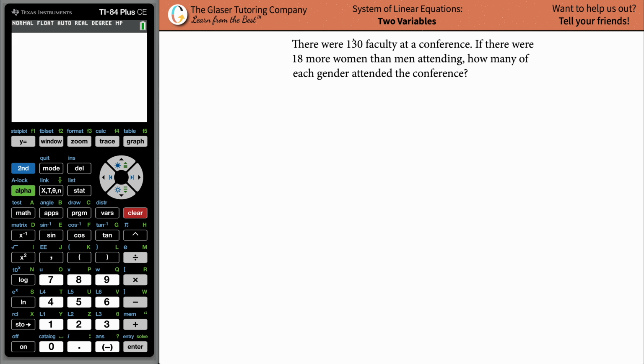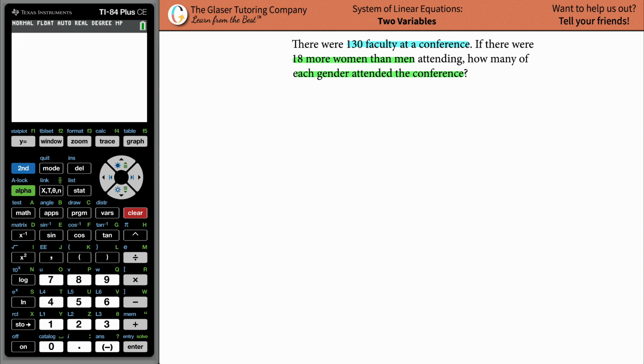In this question, it says there were 130 faculty at a conference. Cool. Conferences are always fun. Now, if there were 18 more women than men attending, how many of each gender attended the conference? Usually with word problems, we're looking for formulas. That's always rule number one, but they don't give me any formulas here. So chances are we have to write our own formulas.